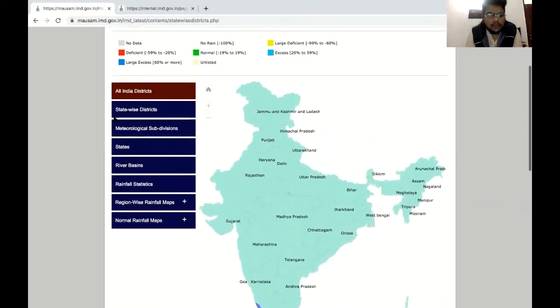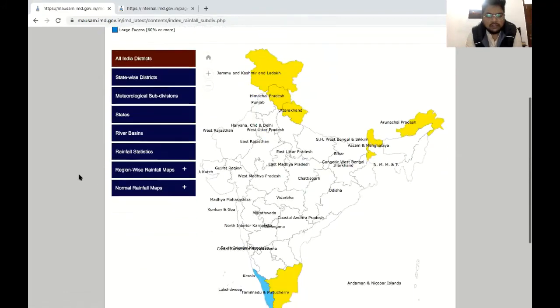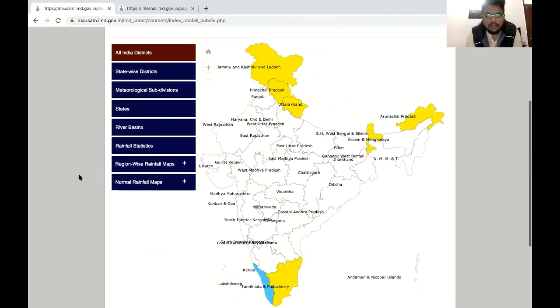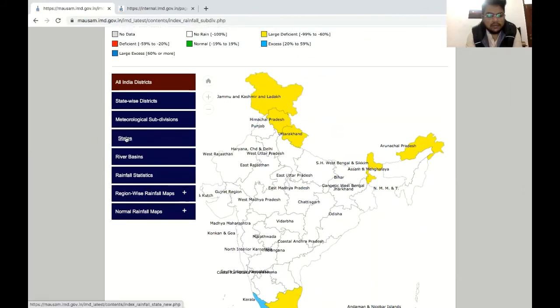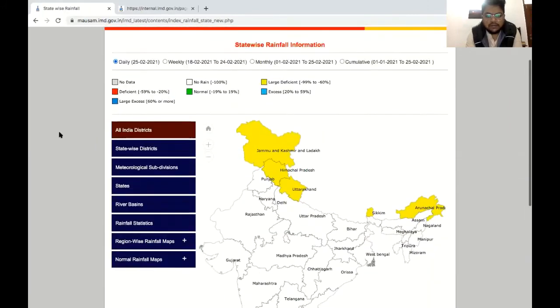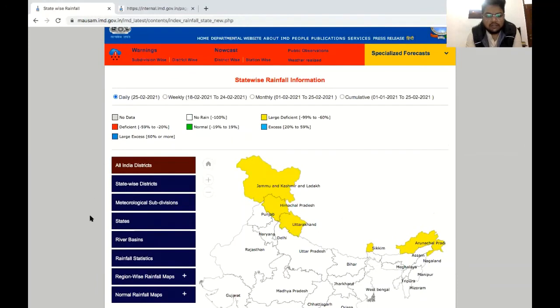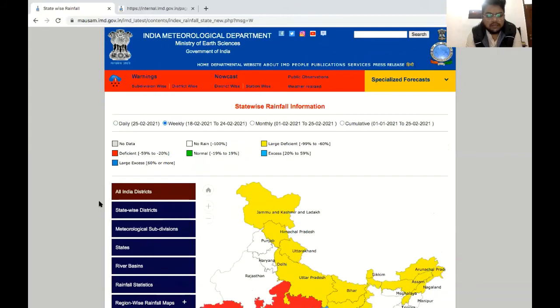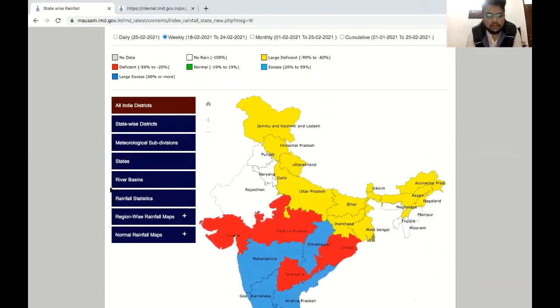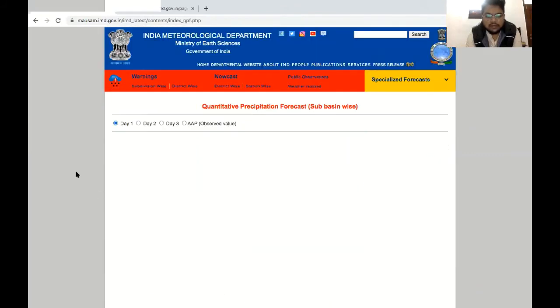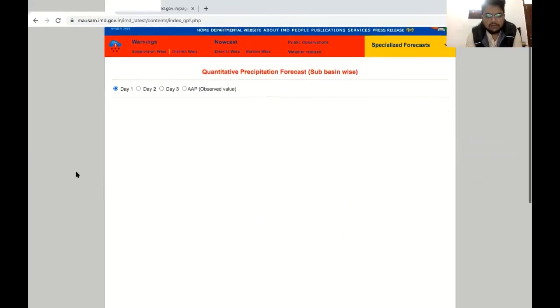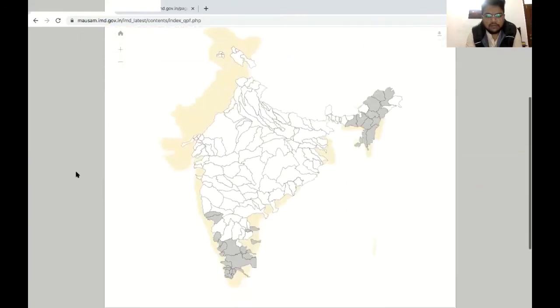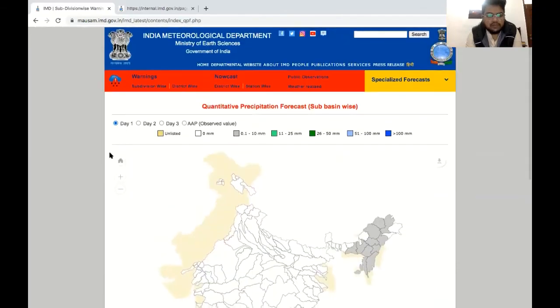So now this is the same thing, according to the meteorological subdivisions that the IMD divides the country into. You can also go by states. So all these are different divisions, and you can go by weekly, monthly, cumulative, whatever is required, even by river basins. The data can be viewed even by river basins.